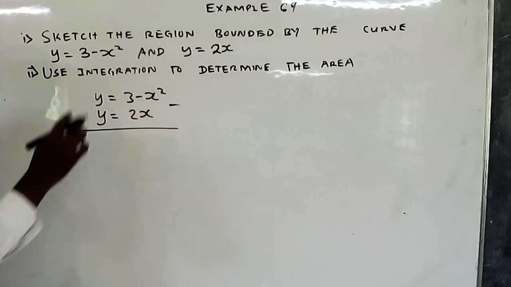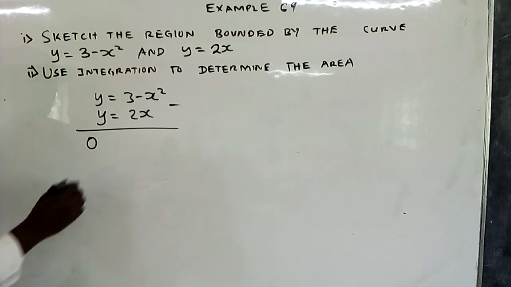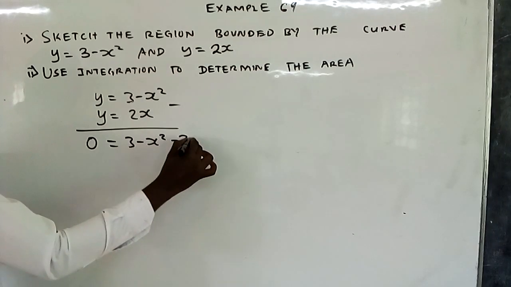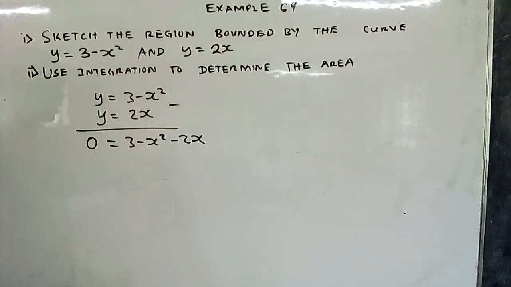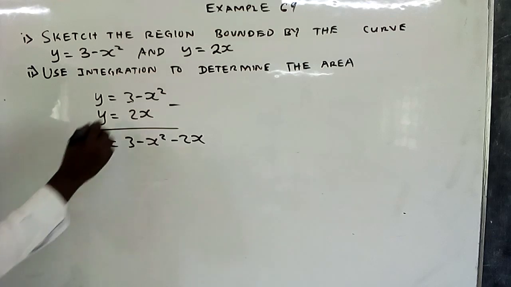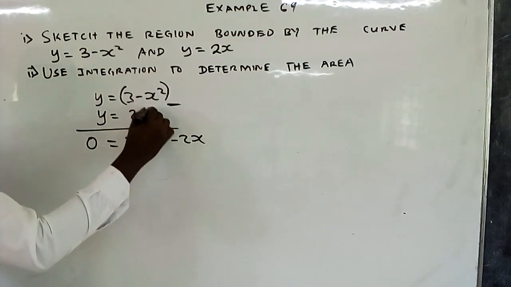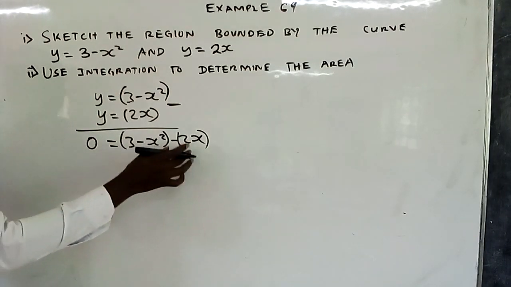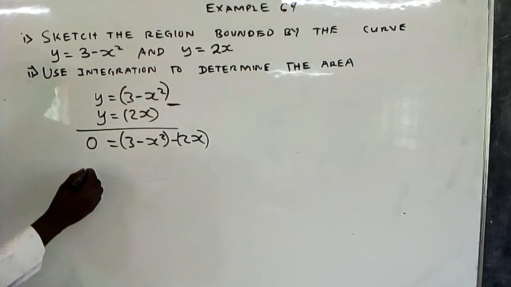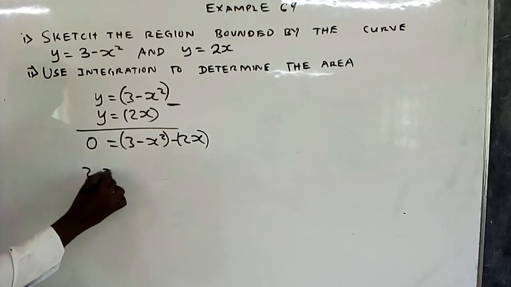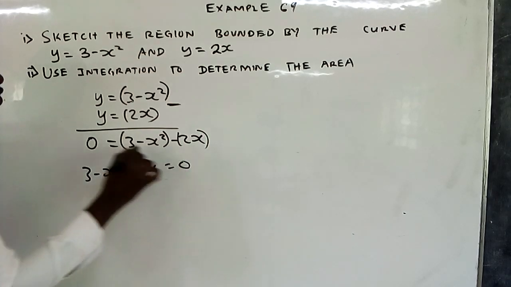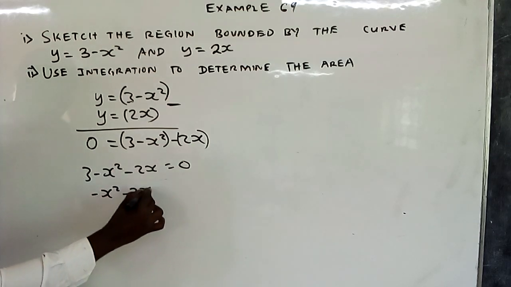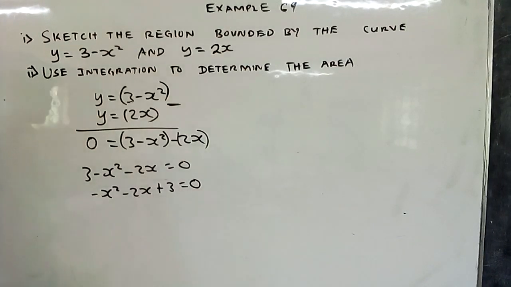So if you subtract the two curves, y minus y, you get 0, and 3 minus x squared minus 2x. Are we together? See here we have 3 minus x squared, then minus 2x. This minus that. So if we open those brackets, what do we get? 3 minus x squared minus 2x equals 0. If you rearrange it, you get minus x squared minus 2x plus 3 equals 0.